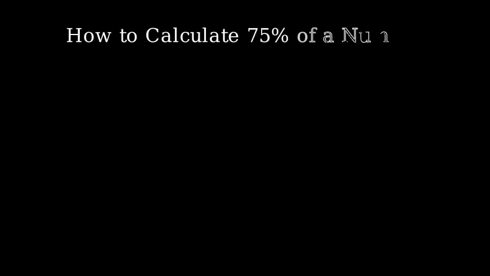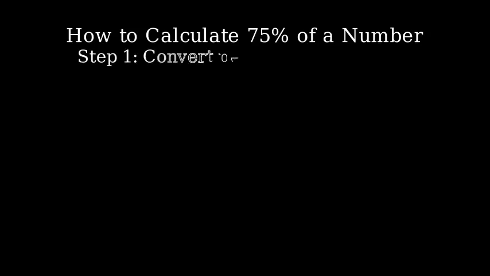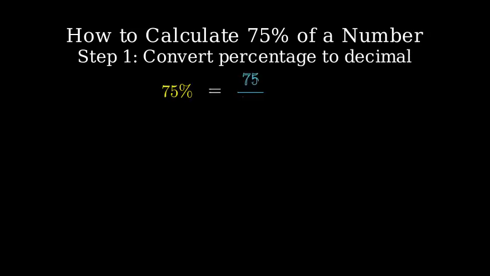Welcome. Today we'll learn how to calculate 75% of any number using a calculator. Let's break this down into simple steps. Step 1. Convert the percentage to a decimal. To convert 75% to a decimal, we divide 75 by 100. This gives us 0.75. Let's try an example.